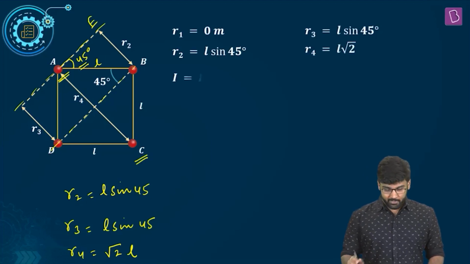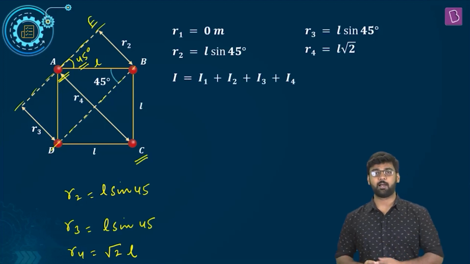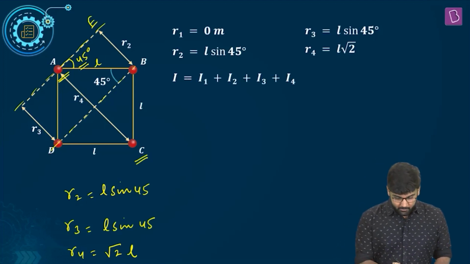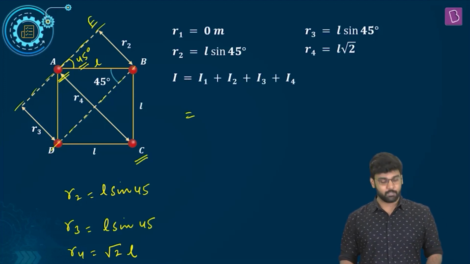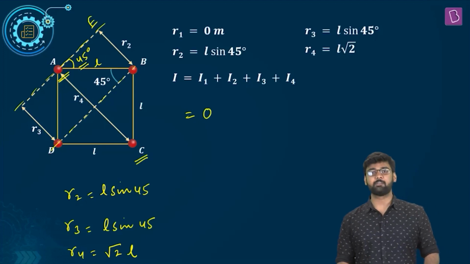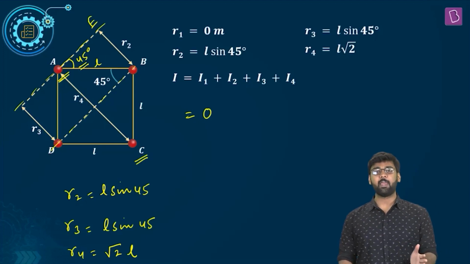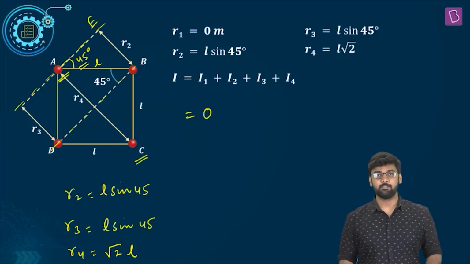So we can write the net moment of inertia as I1 plus I2 plus I3 plus I4. So let's write I1. I1 is the moment of inertia for the first particle which is situated at point A. And for this the distance is 0. So we can directly write the moment of inertia is 0. Moment of inertia is mr square. So if r is 0, moment of inertia will be 0.